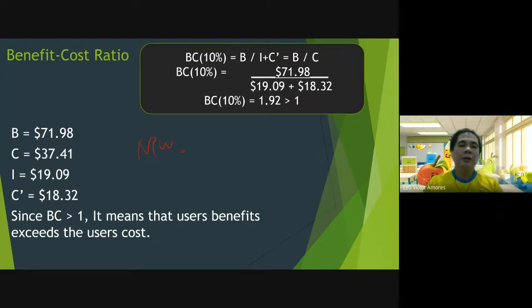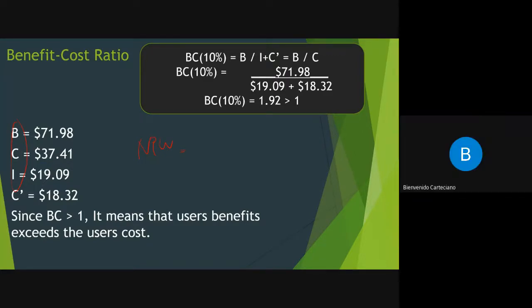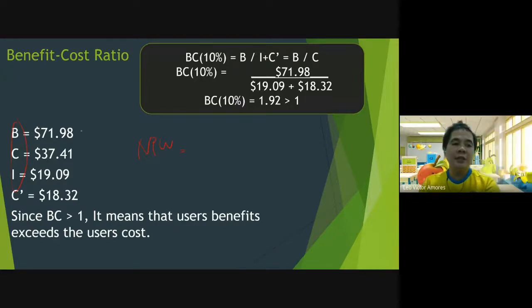Yes. So how will you compute that one if you're only given B, C, and I? B is cash in, di ba? Yes. And your C, I, and C hat are cash outs. Sakto? Yes, sir. But in a problem that asks what is the net present worth of the BCA, it can't be solved because of insufficient given. The given are already at present worth.